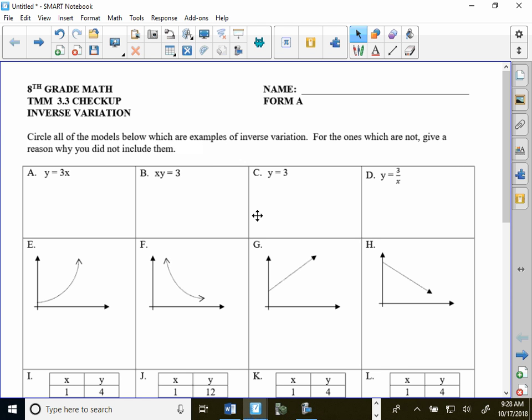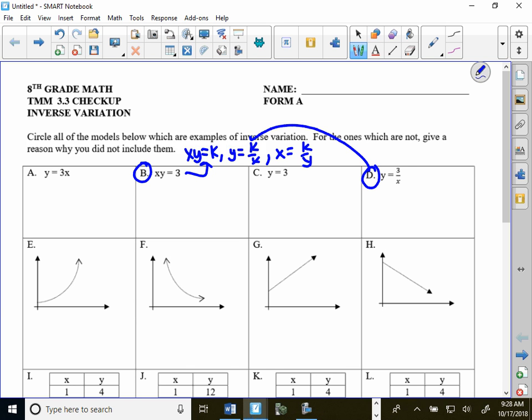All these are equations. So you need to think of what are the types of equations for inverse variation, which are x times y equals k, y equals k over x, or x equals the constant over y. And if you look at them, the ones that fit are B, because that fits to this one, and D, because that fits to that one. So A and C are not. And why are they not?